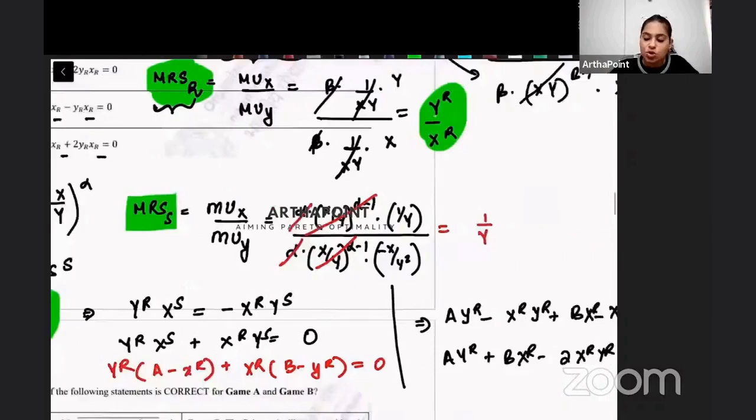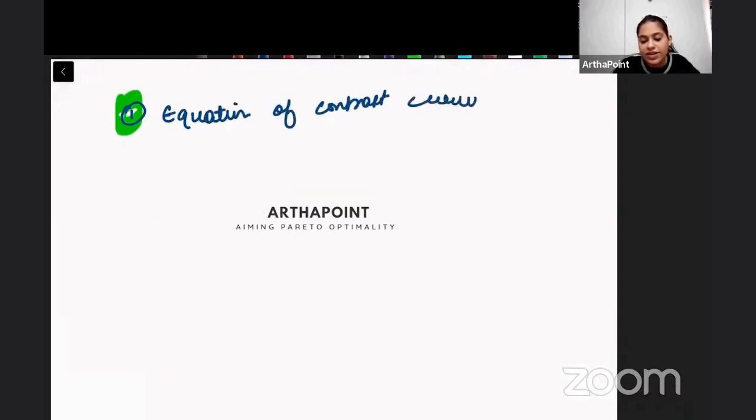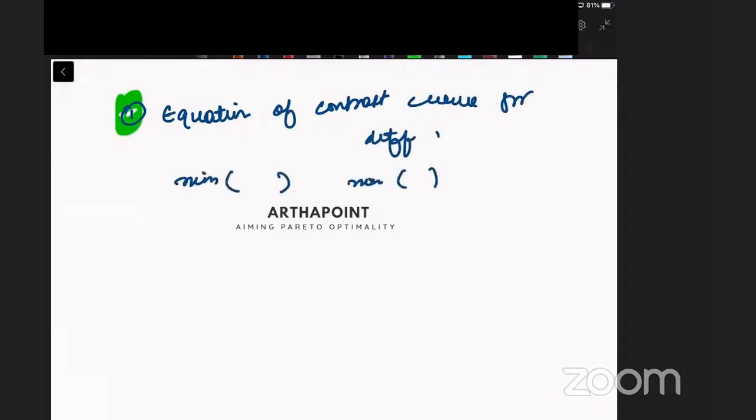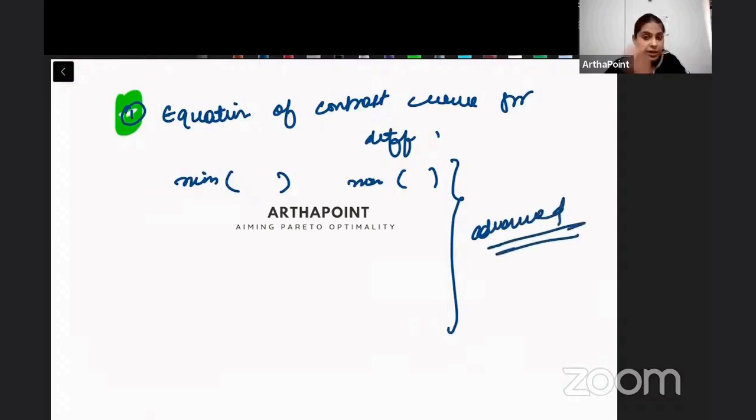That's the first takeaway. Your homework from this is to find the equation of the contract curve for different cases. You have to do this, all of you. Take a min function, just do it. Take one function as substitute good and one as min, do it. Take one as quasi-linear, one as min, do it. We have done multiple such cases in our advanced lectures. You are supposed to try most of them, okay?